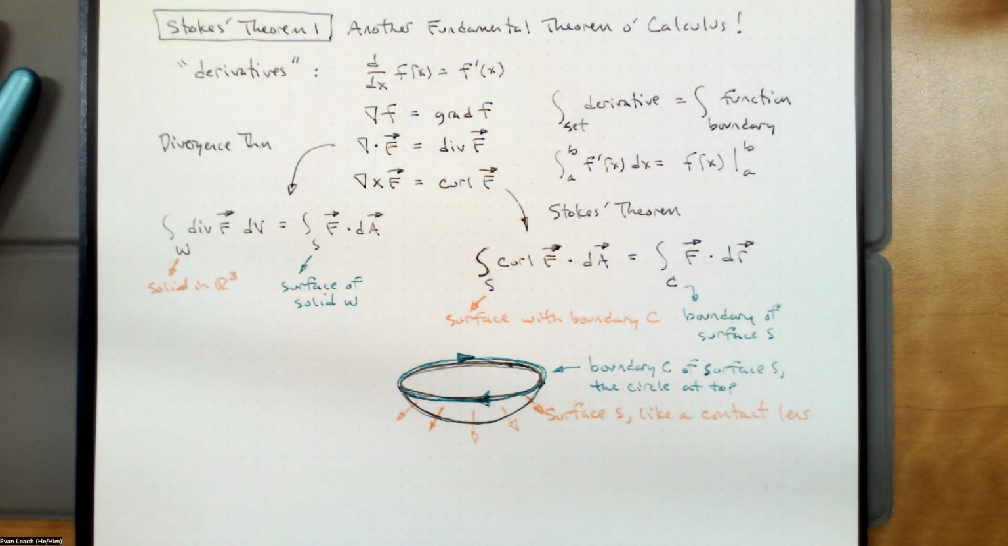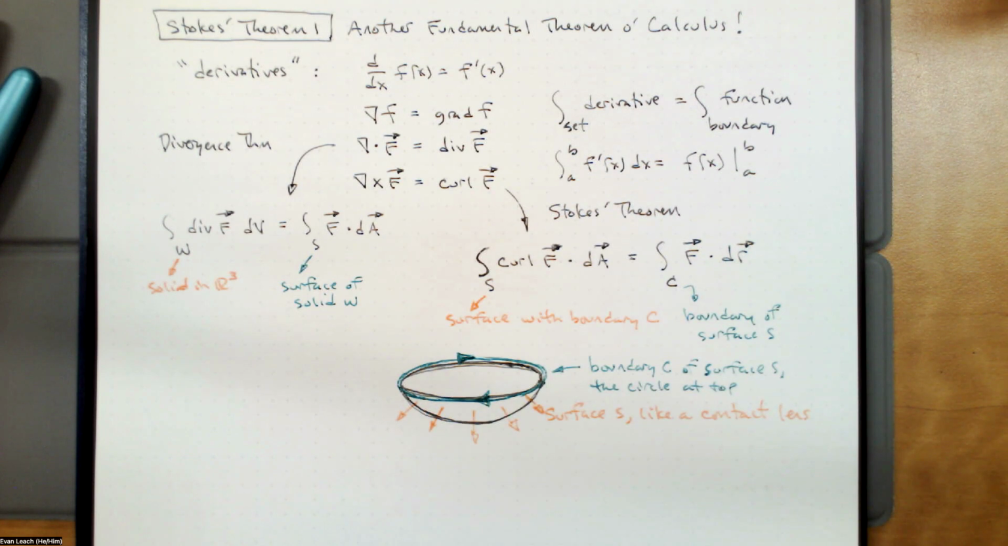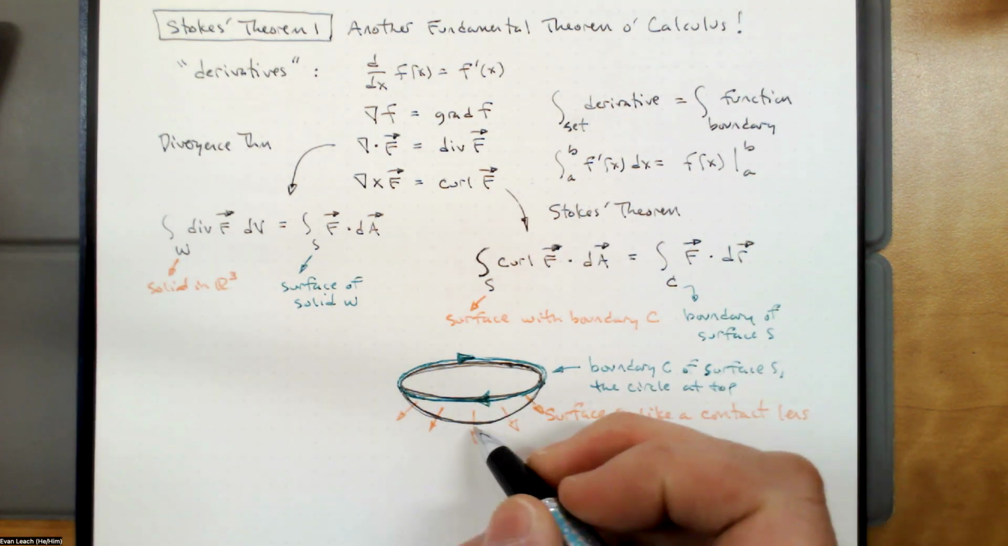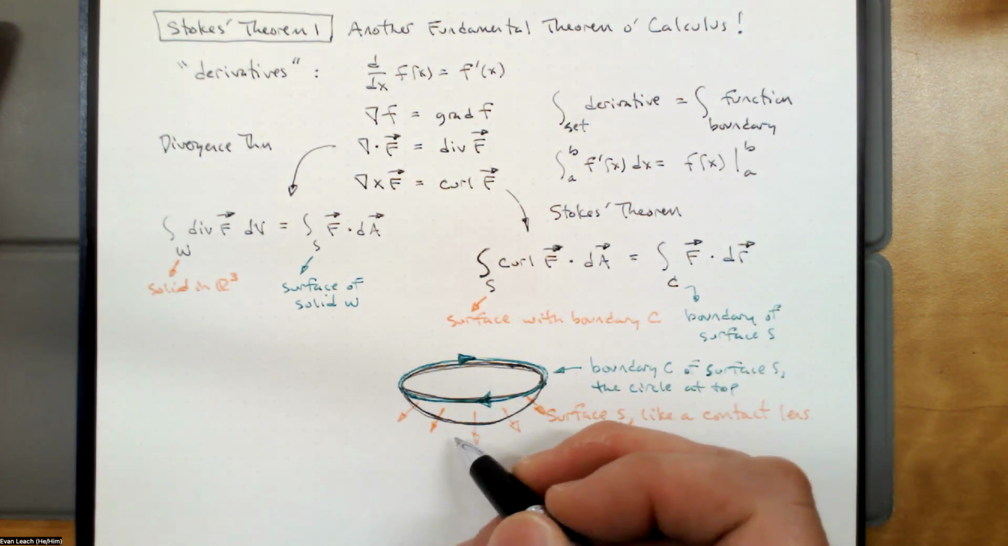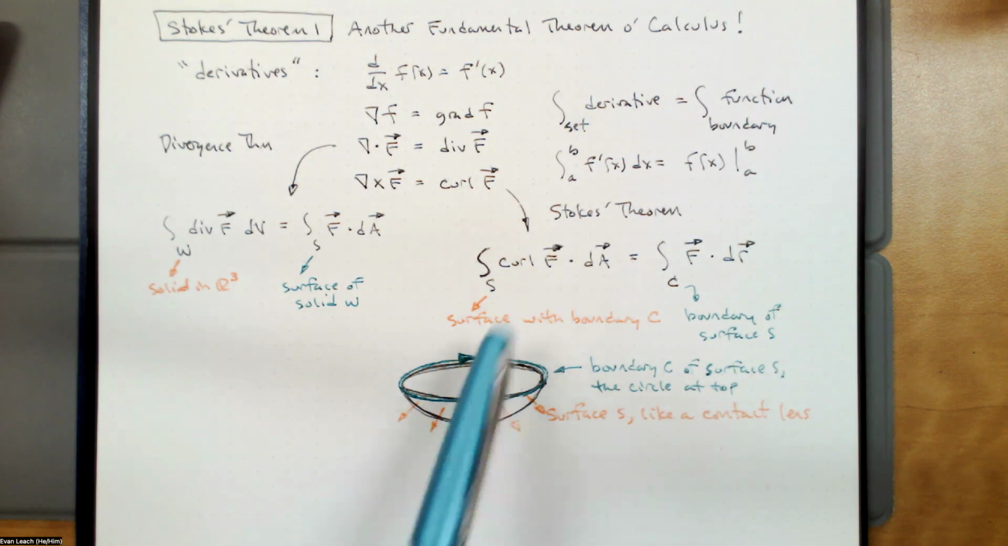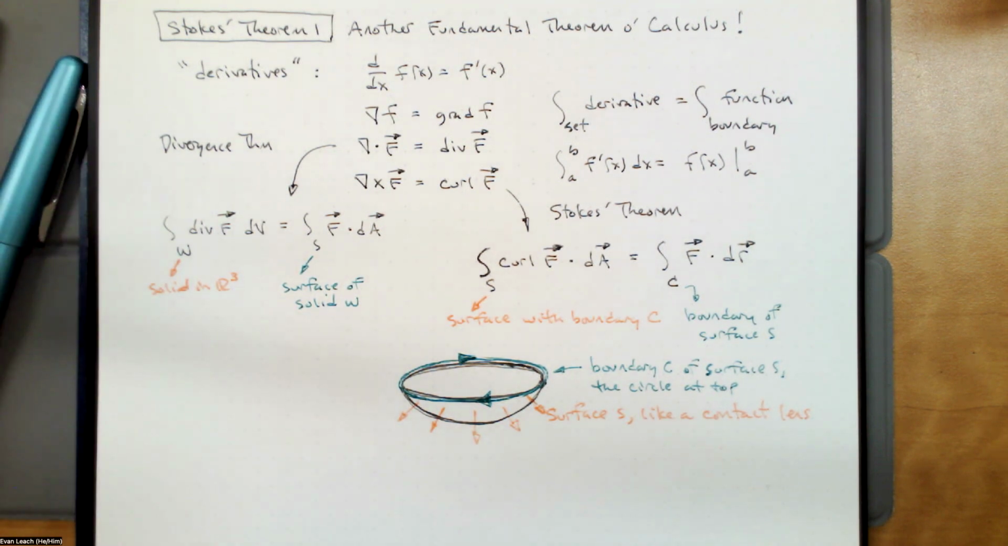So the vector field is producing some kind of curl at all the points on this surface. And that means that at all these points on the surface, I've got some kind of curl caused by the vector field. And I'm taking the dot product of that curl and the vector normal to the surface, because that's what a surface integral is about. How is the vector field flowing through the surface? How is that curl interacting with the surface, the vectors normal to the surface?